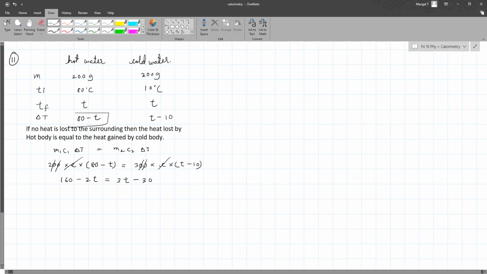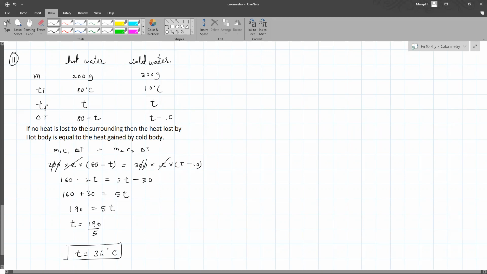So here what you asked earlier is of significance. One has to understand whether to take T minus 80 or 80 minus T. Over here, the cold water is gaining heat, so the temperature will be more. Okay, sir. So this is 190 by 5. 5 3s are 15, 36 degrees Celsius.